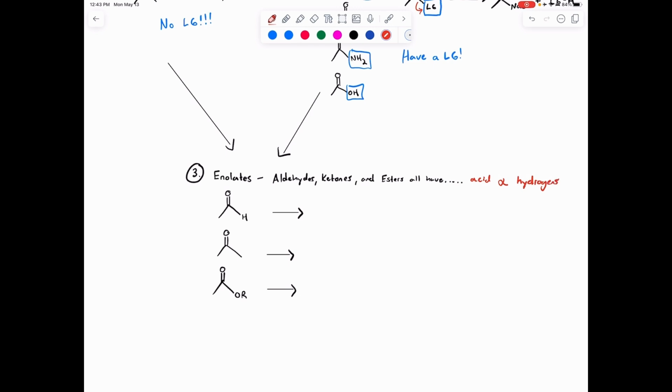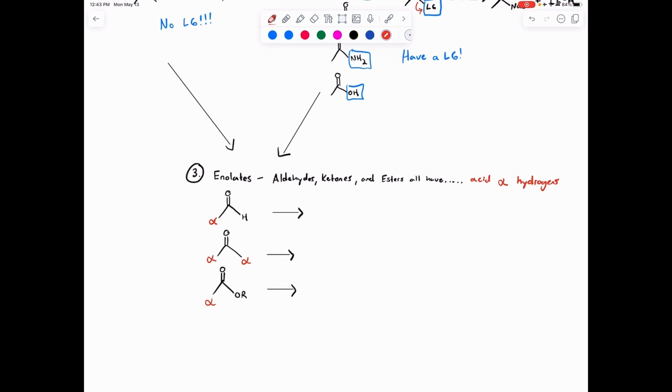So the alpha carbon is always the carbon that is next door to the C double bond O. So I'm designating that here on these groups. So it's always the carbon that is next door to the C double bond O. And in this unit, the hydrogens hanging off of the alpha carbon are acidic on aldehydes, ketones, and esters.